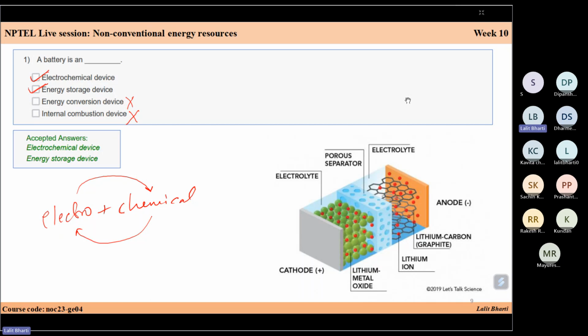The question says a battery is an electrochemical device, energy storage device, energy conversion device, and internal combustion device. So we need to eliminate the options.